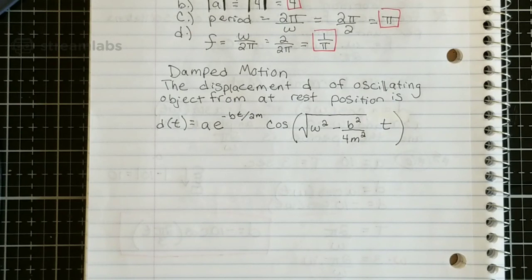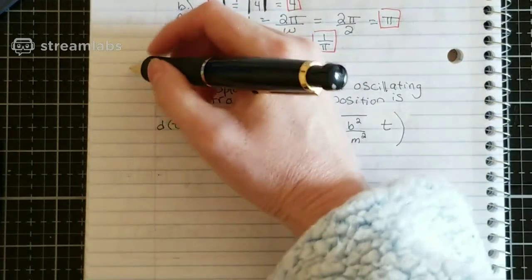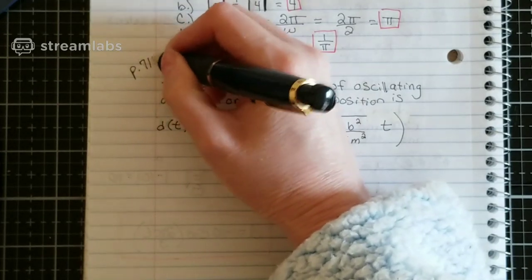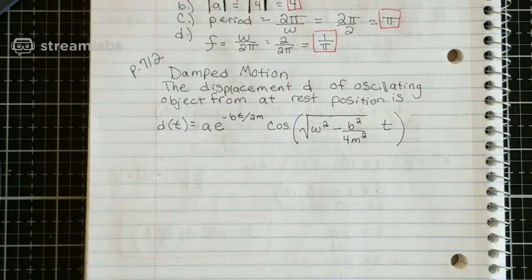Alright, I'll give you a second to write that down. That is found on page 712. I'm just basically copying that yellow box on page 712. Okay, so B is the dampening factor.